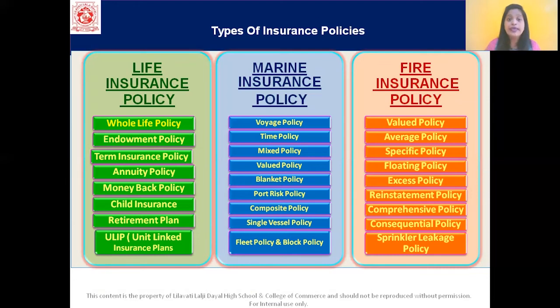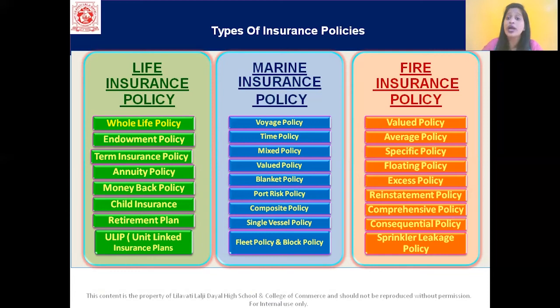Next one, students, is term insurance policy. This is taken for a specific term. Then you have annuity policy. Here the insured has to pay the premium in lump sum over a certain period of time. Next one is money back policy. Here the money back policy provides a regular percentage of the sum assured during the lifetime of the policy. So that is termed as money back policy.